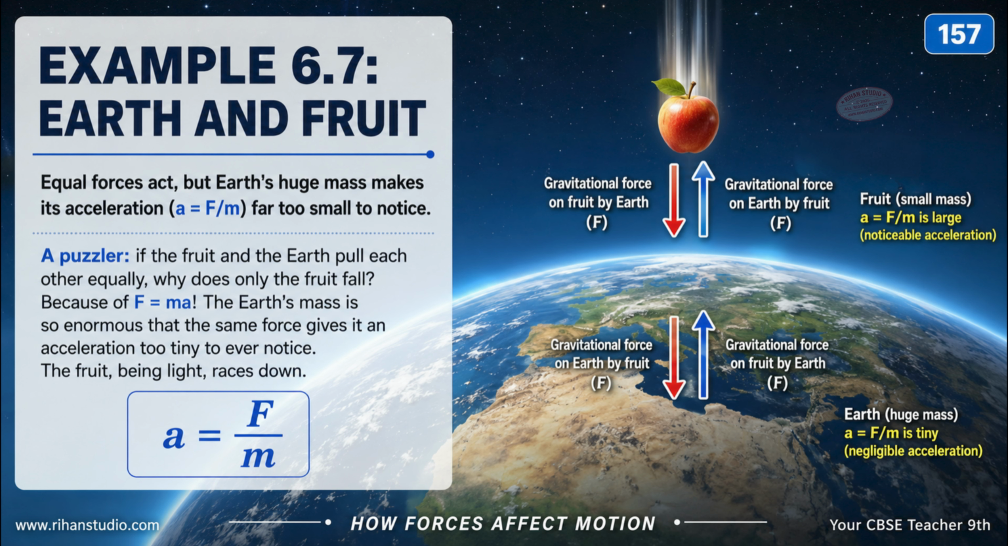Example 6.7. Earth and fruit. A puzzler. If the fruit and the earth pull each other equally, why does only the fruit fall? Because of F equals ma. The Earth's mass is so enormous that the same force gives it an acceleration too tiny to ever notice. The fruit, being light, races down.